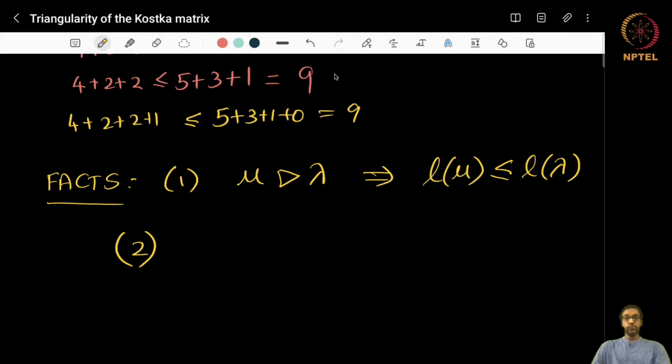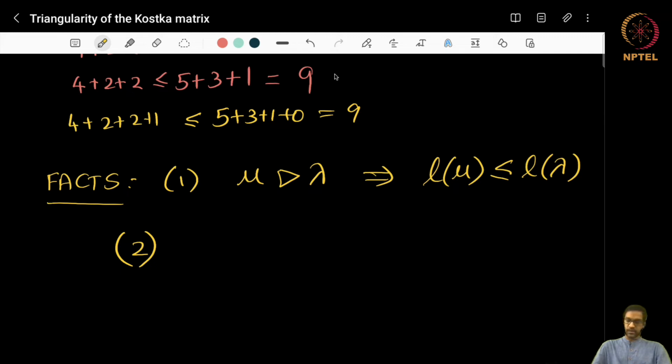Okay, so if mu had more length than lambda, then when you keep doing this process of taking the first i parts of lambda and the first i parts of mu and comparing, lambda cannot get exhausted first before mu. If that happens, then the total sum of the parts of lambda would have already been the maximum, and that would beat the sum for mu. So when you do this process of comparing, you should exhaust mu before you exhaust lambda, or they could both get exhausted at the same point. In other words, their lengths are the same. Okay, so this is the first fact.